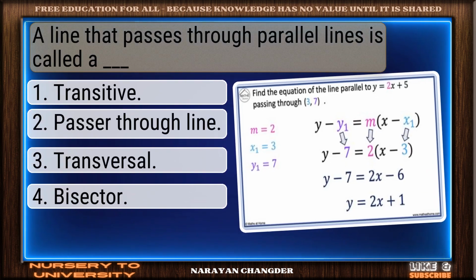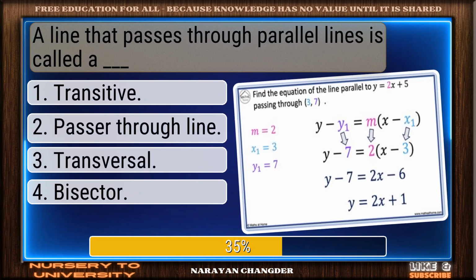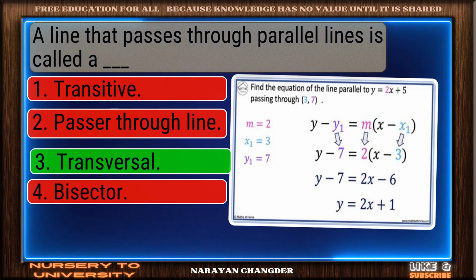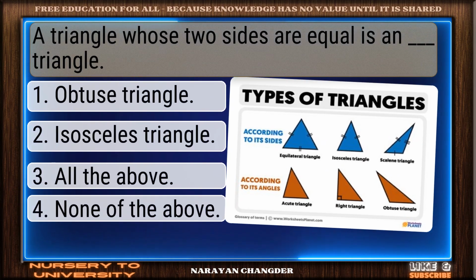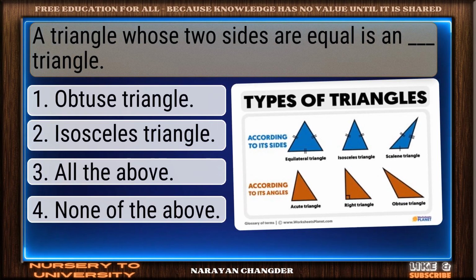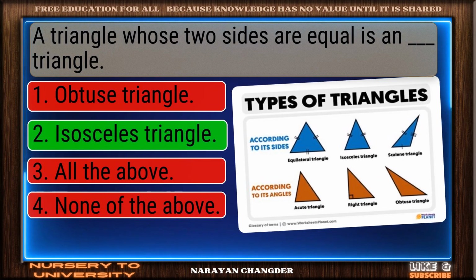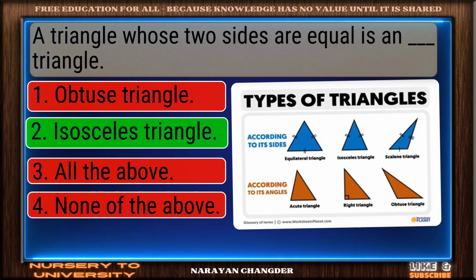Question number 51. A line that passes through parallel lines is called a dash. Smart move. Transversal is an accurate answer. Question number 52. A triangle whose two sides are equal is a dash triangle. You're right. Isosceles triangle is the correct answer.